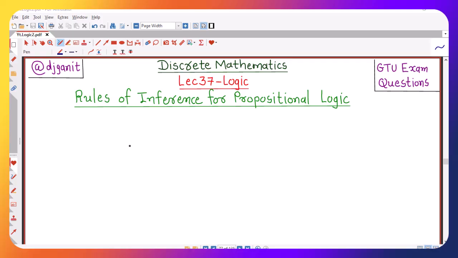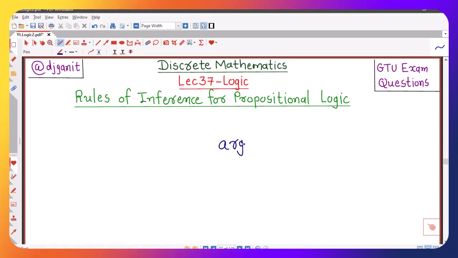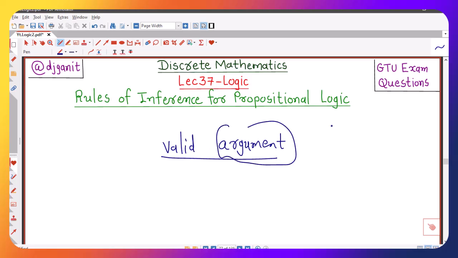In the previous lecture, we discussed rules of inference for propositional logic, and we also understood the meaning of argument and argument form. And we also know the meaning of a valid argument. If we recall, an argument is a sequence of propositions in which the last proposition is called the conclusion and the remaining propositions are called premises, and an argument is valid whenever all the premises being true implies that the conclusion is also true.